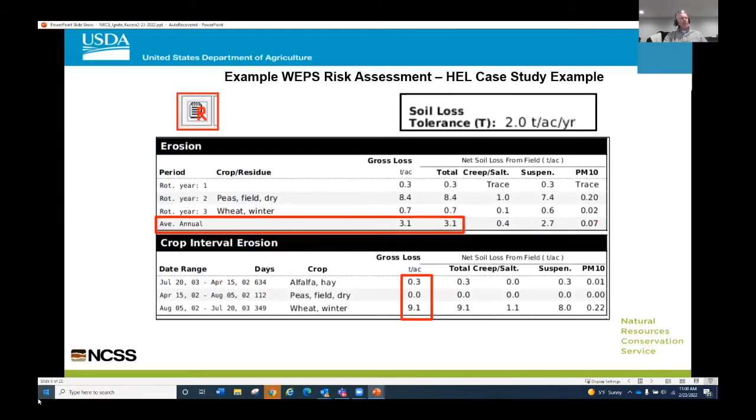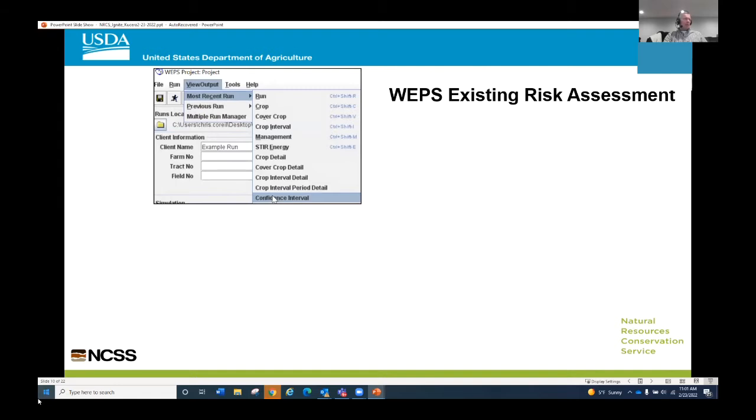This is from WEPS. This is the current WEPS model, what we can get out of it. That's for wind erosion. You can see the gross soil loss in this site is 3.1 tons. The soil loss or T tolerance is only 2 tons. But you can see we can break down into crop intervals. In 1 year, we're as high as 9 tons of long-term average annual erosion.